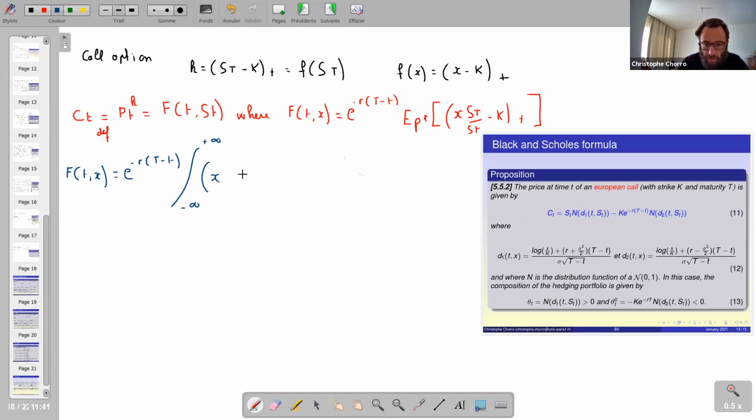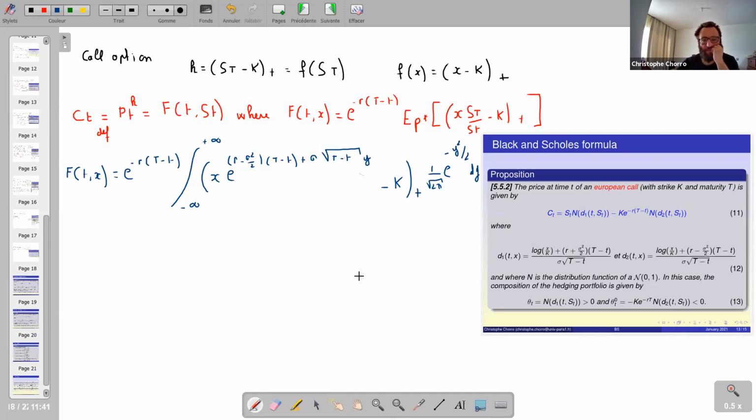So what is S capital T over ST? I can write it this way. It's exponential of (R minus sigma square over 2) times (capital T minus T) plus sigma times (W capital T minus WT), that is the square root of capital T minus T times N(0,1). So I can write it this way as I have previously done, minus K, plus, and I multiply by the density of N(0,1), dy.